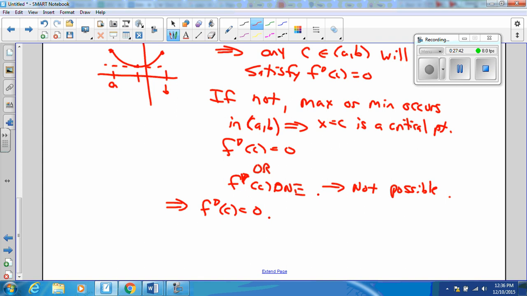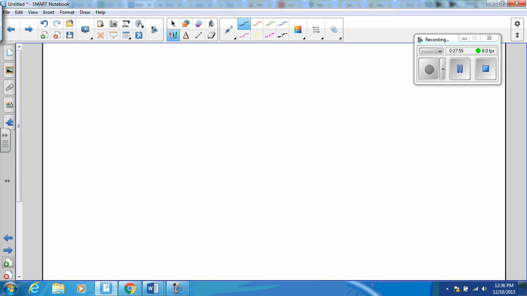Now, let's actually use this. When we're using Rolle's theorem, or any theorem, you first have to check the conditions. And then having checked the conditions, you can draw the conclusion. Alright? So here's how this would work out.